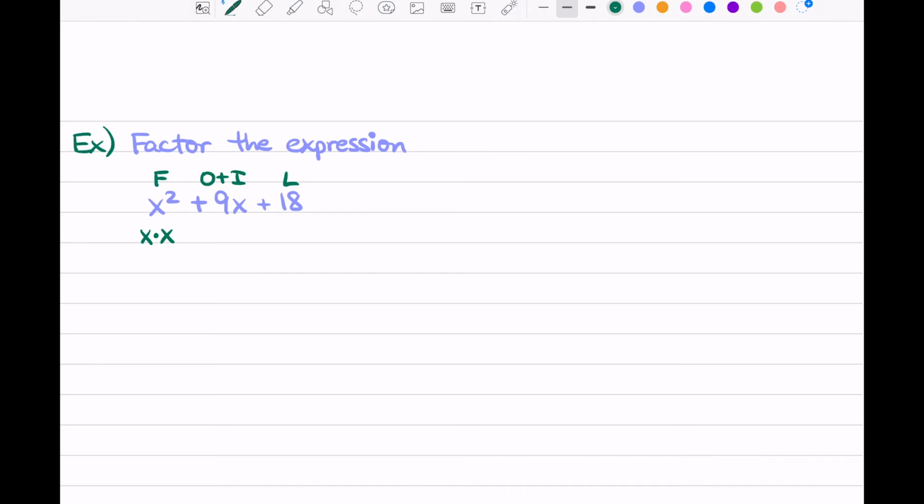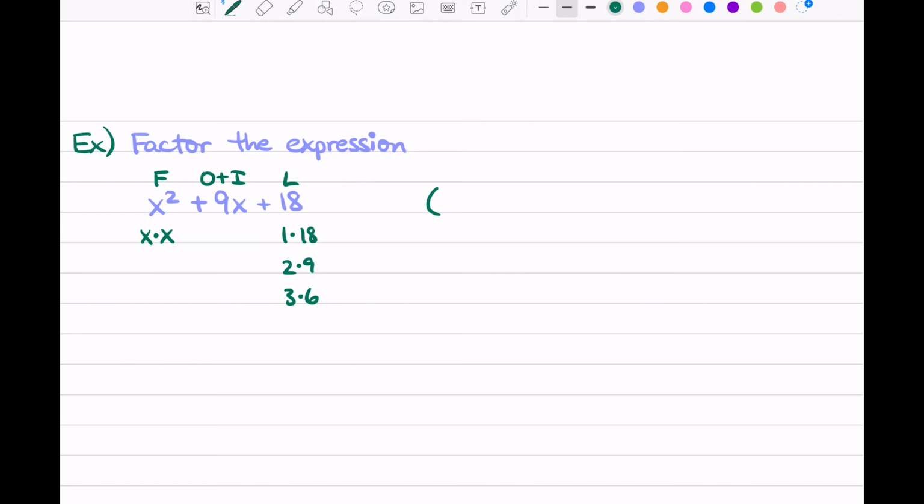Now let's look at that 18. What two numbers can you multiply to get 18? Well, there's quite a few. Let's write down some examples. You could have 1 times 18. You could have 2 times 9. 3 times 6. Let's start with that. So we know our first terms are going to be x and x.